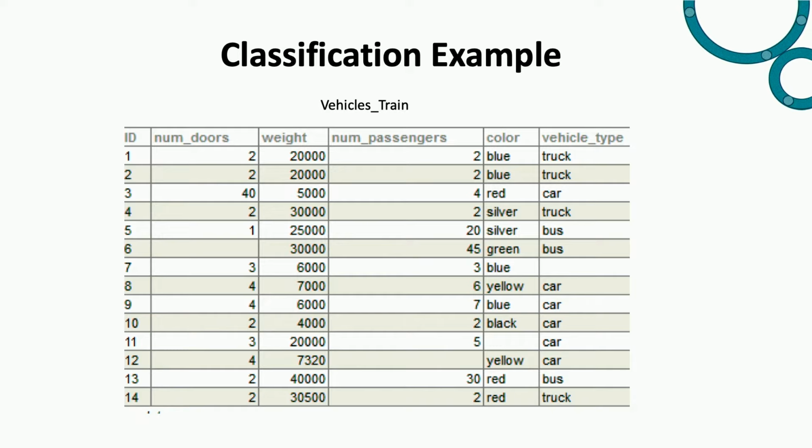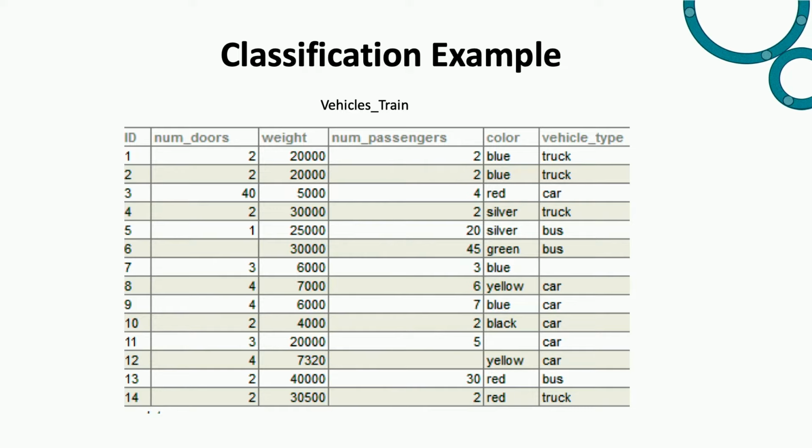Both of these would be categorized as classification, whereas predicting house prices based on the number of rooms, square footage, et cetera, would be a regression problem. AutoML can handle both of these, but I'll be talking about a classification example today.